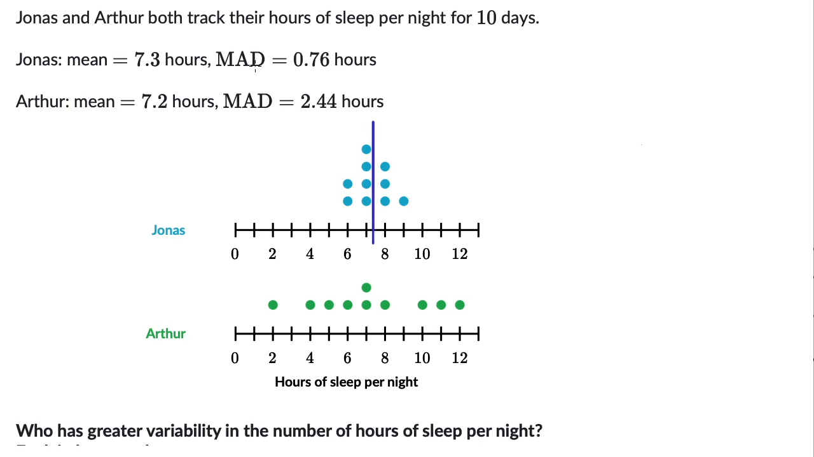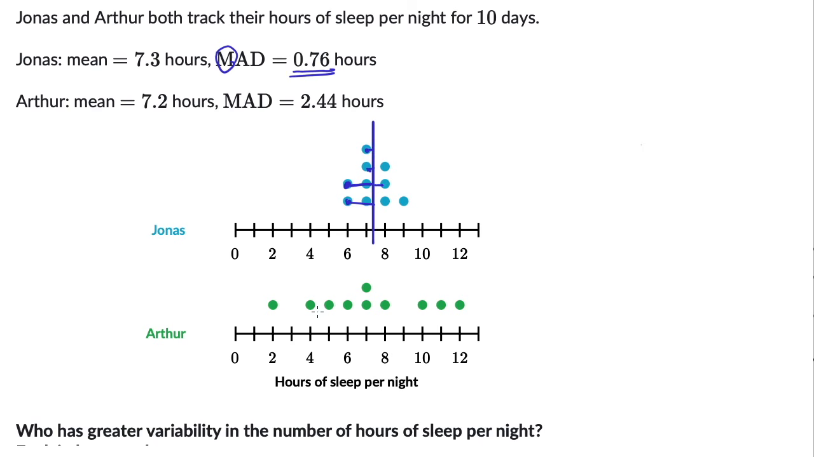And so to calculate the mean absolute deviation for Jonas, you take each of these data points and you say, what's the absolute distance from the mean? And you add all of them up and then you divide by the number of data points. So you're essentially figuring out the mean of the absolute deviations. That's literally what the acronym is telling us. So we have a mean absolute deviation of 0.76 hours for Jonas.